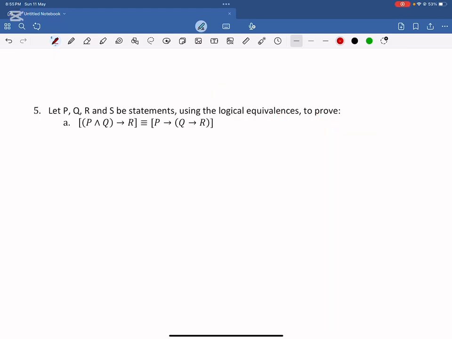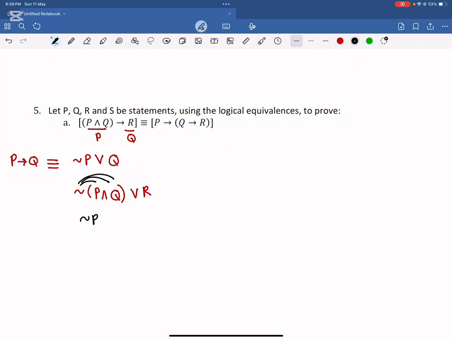Let P, Q, and R be statements. Use logical equivalences to prove this. Okay, first, I'll do this. Let's assume this is P and this is Q. P implies Q is not P or Q. Okay, so not P or Q.